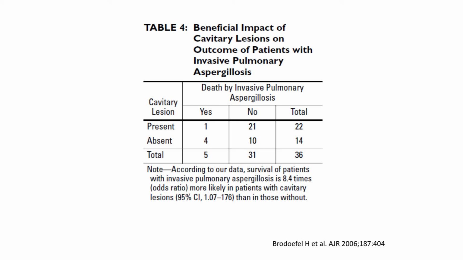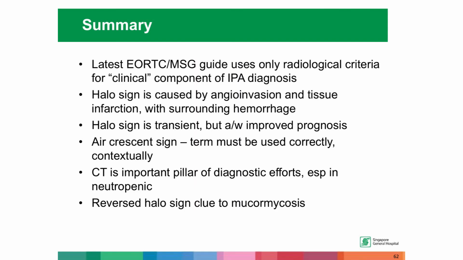So in summary, the latest EORTC guideline, which is already 9 years old by now, only uses radiological criteria for the clinical component of the pulmonary IPA diagnosis, or any pulmonary IFI. The halo sign is caused by angioinvasion and tissue infarction with surrounding hemorrhage because the lung has a double blood supply. The halo sign is a transient sign, but it is associated with improved prognosis. The air-crescent sign, you must use the term correctly. The crucial thing, of course, is whether or not a pre-existing cavity was present.